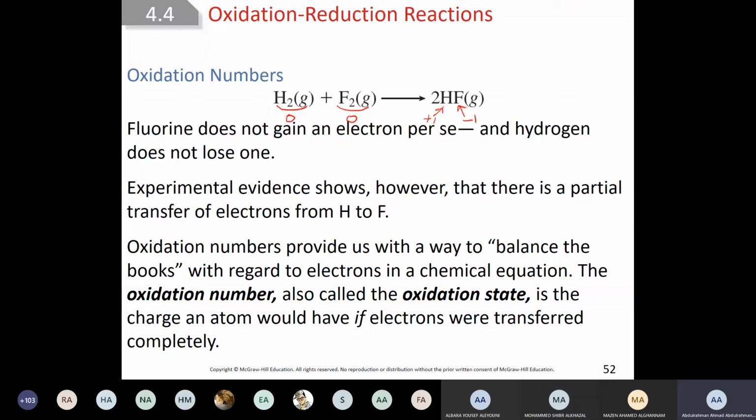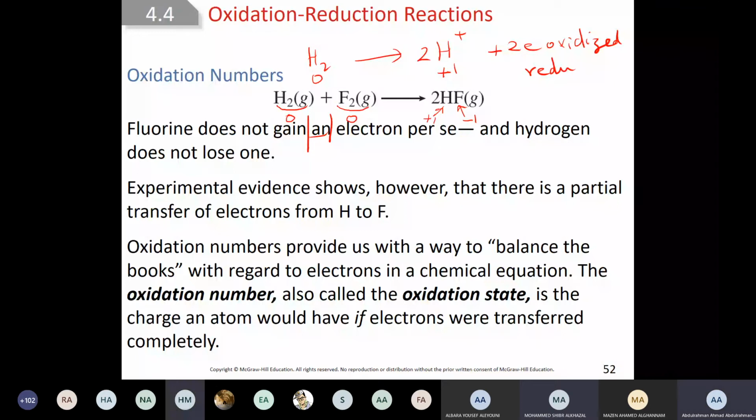Let's ask a simple question. What has been oxidized? Hydrogen has been oxidized. H2 went to H+, so it loses 2 electrons. Clear? Because it was 0 and now it becomes +1. So this has been oxidized. What's the other name for it? It's a reducing agent.